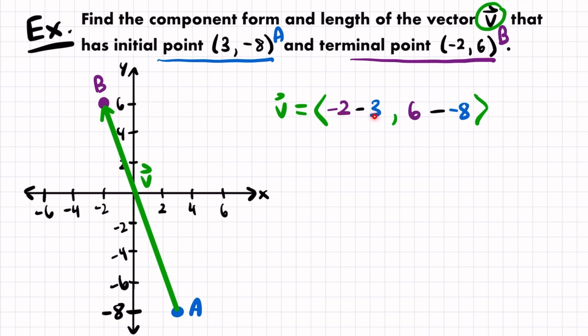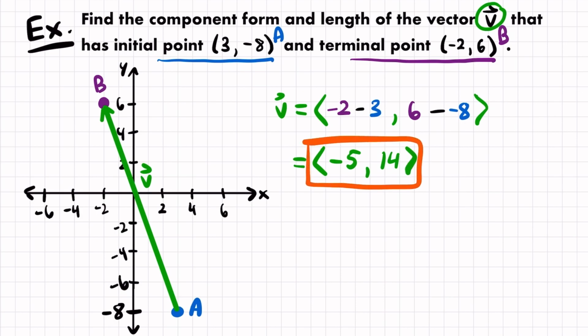Okay, so now if we simplify, we'll have the component form of vector v. Now, -2 minus 3 is -5, and 6 minus -8, that's the same as 6 plus 8. Those negatives cancel out, and 6 plus 8 is 14. So the component form of vector v will be (-5, 14). Okay, so that's the solution to part of our problem. We found the component form of vector v.